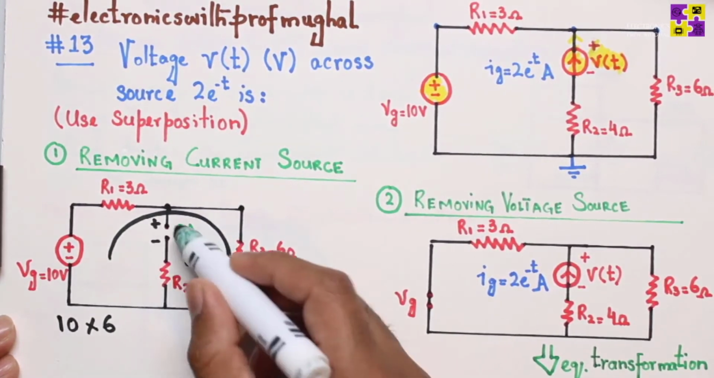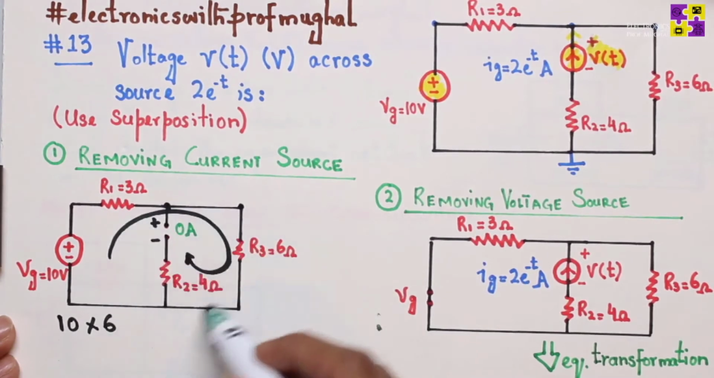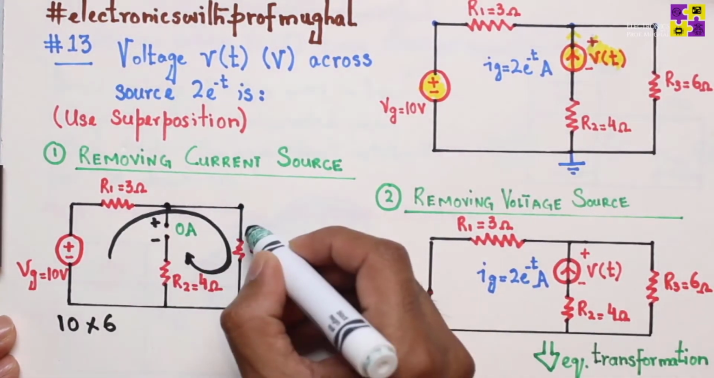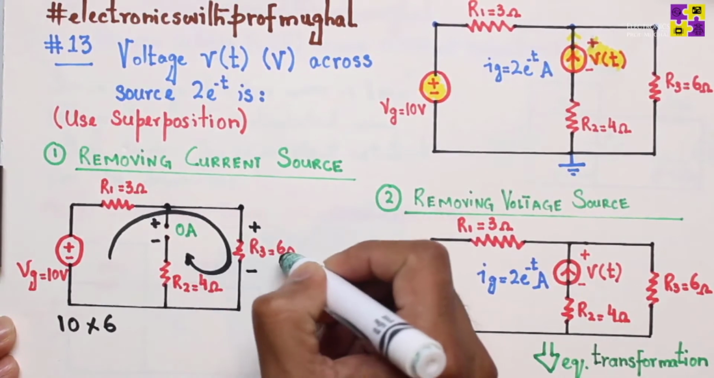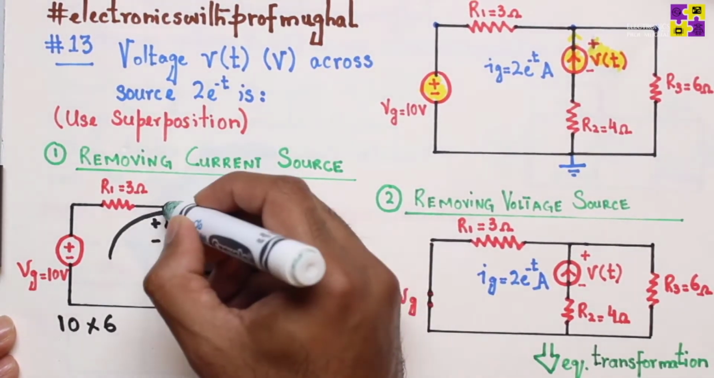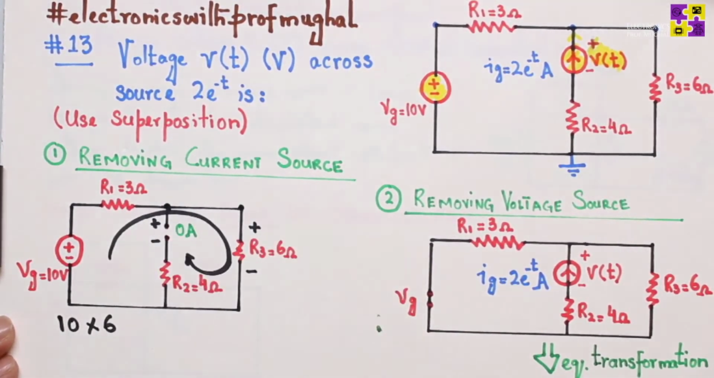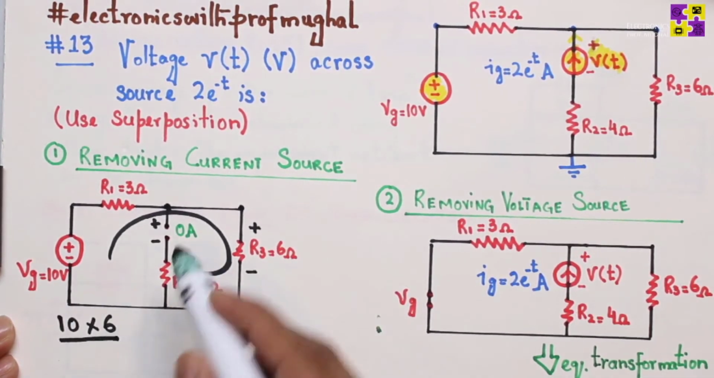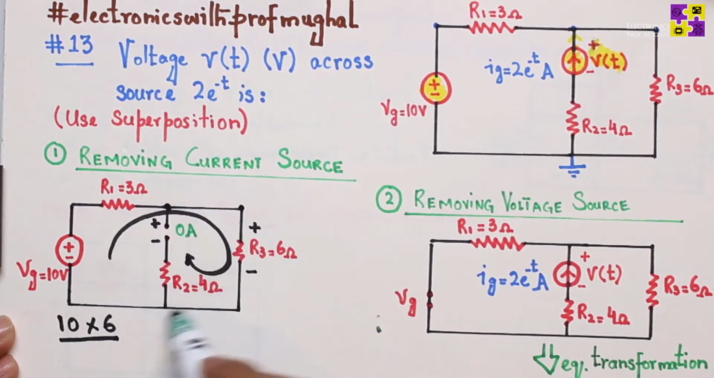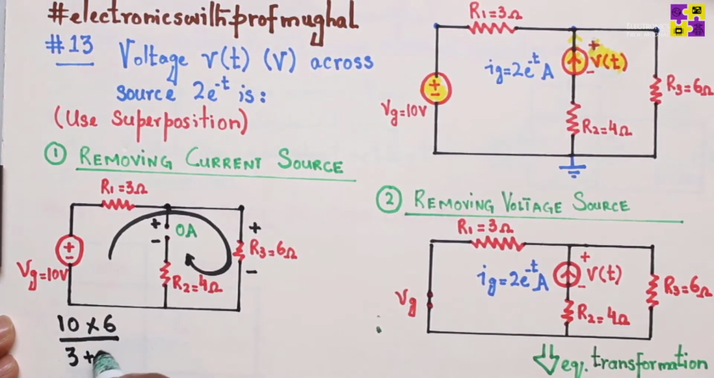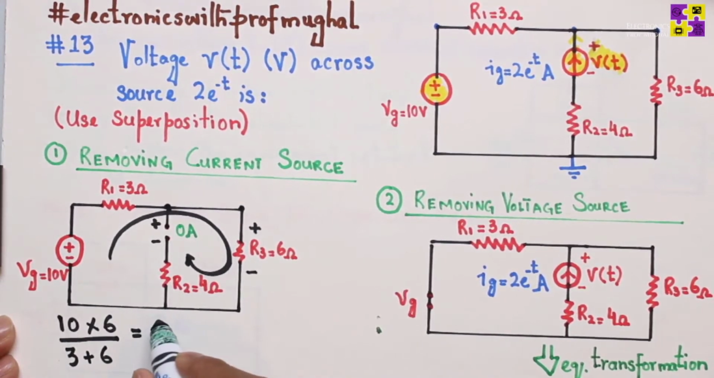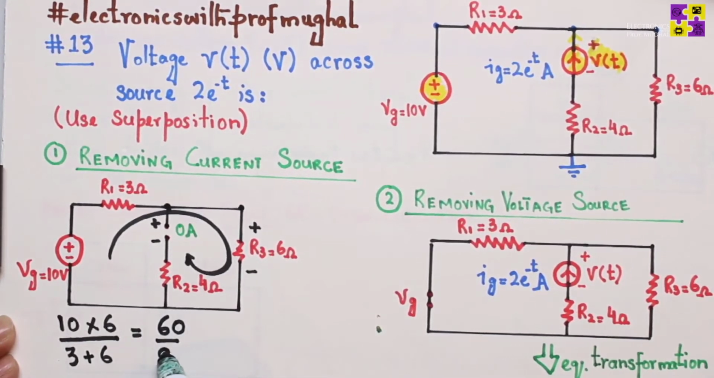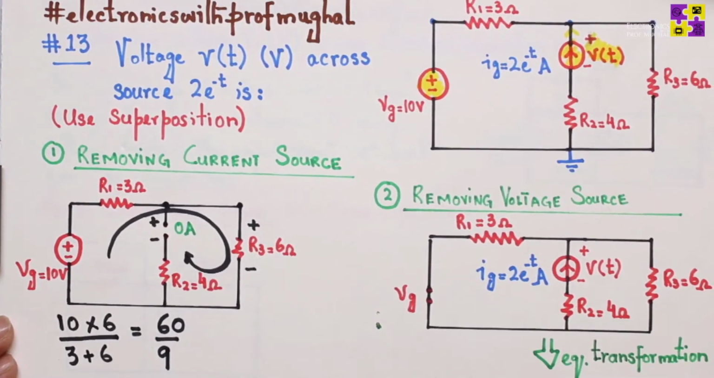Since this is open, there's no current flowing through this. So this is just one circuit in series. And I'm trying to find out the voltage across this 6 ohm resistor. The same voltage will exist over here in this branch, correct? So 10 volts times 6 ohms divided by the total resistance of the network. Since this becomes a series network, 3 plus 6 is going to be 9, right? If I do the math here, I basically get 60 over 9. Okay, let's stop here. We got this part done.